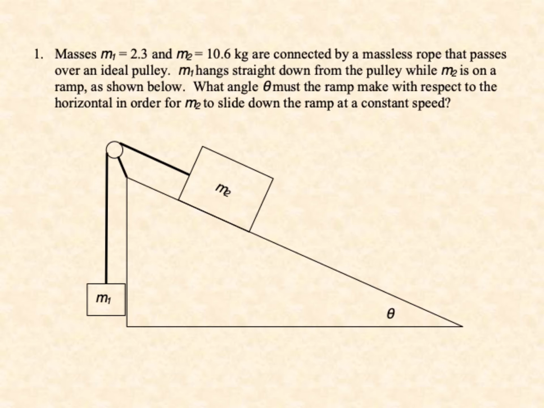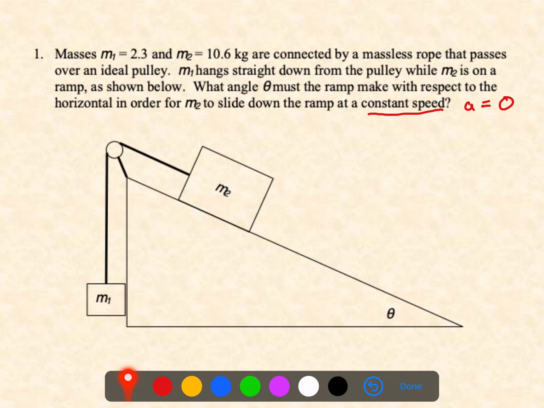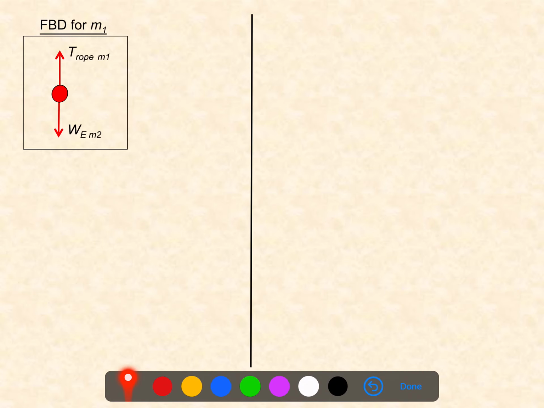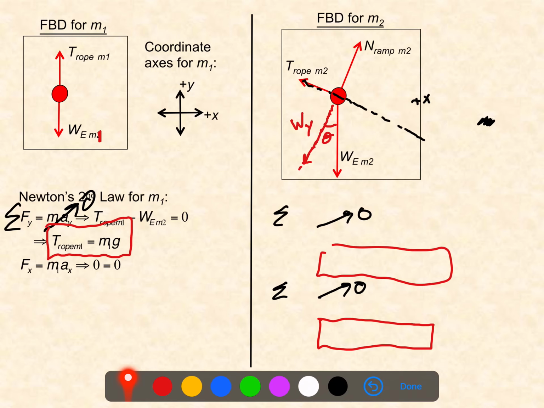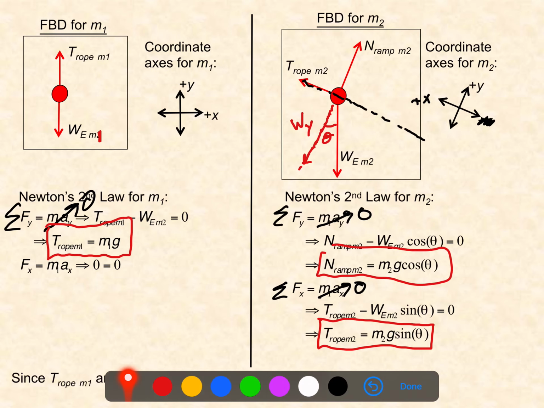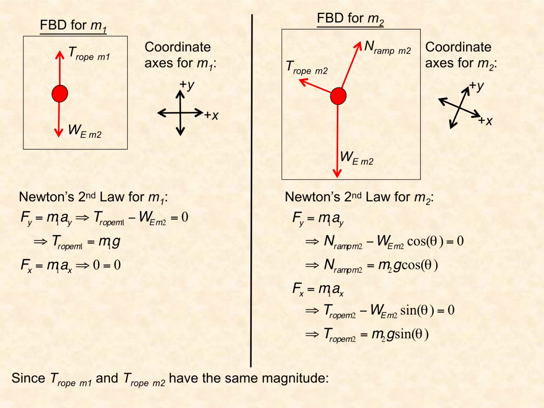So if we look back here, the rope or the cord is connected from mass 1 to mass 2. Therefore, the tension on mass 1 is going to be equal to the tension on mass 2, which means that I can substitute the equation from the first mass into the second mass and replace that tension with m1g. That allows me then to solve for the angle theta as being 12.5 degrees.